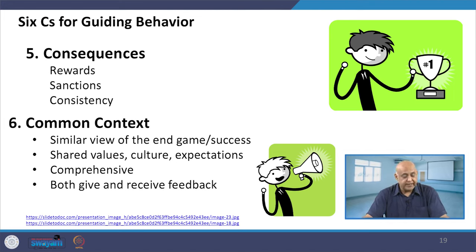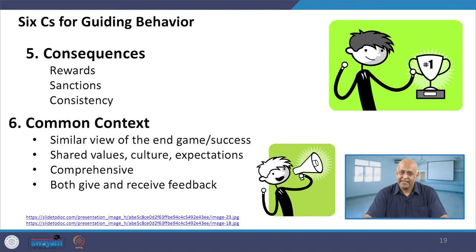And the last C is a similar view of the end games: success and shared values, right? Shared values, you see, is itself a big process in the organization. It starts from the orientation program, when the organizational values are shared with others, and then, like team-building values, we respect others here. So your communication has to be like this. That is a shared value. We develop respect, brotherhood, culture.